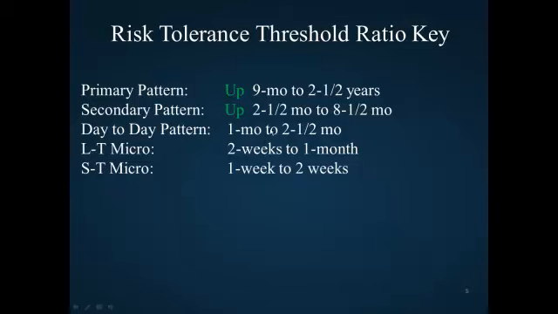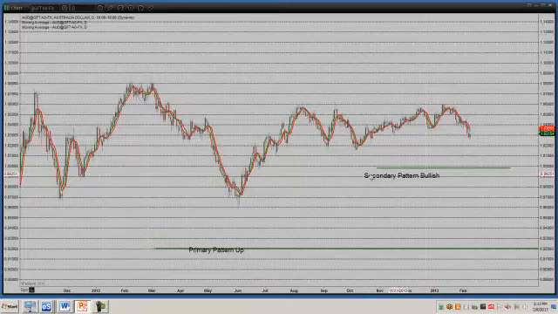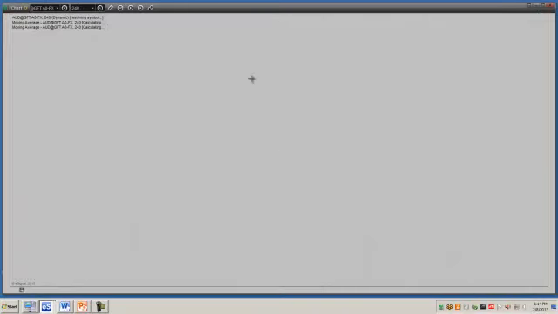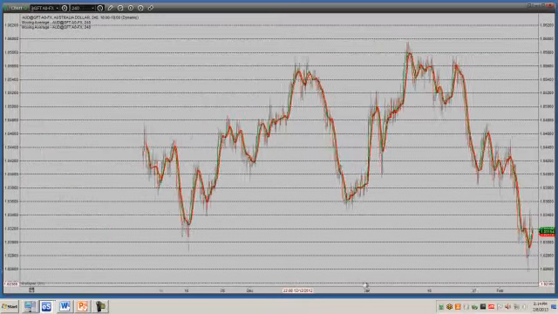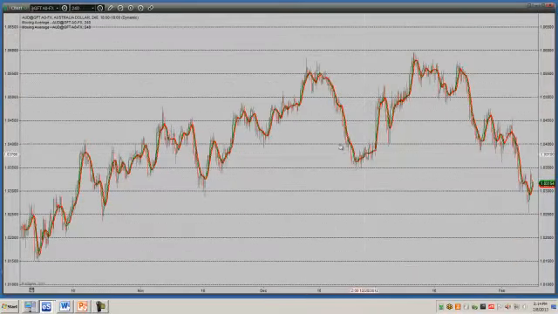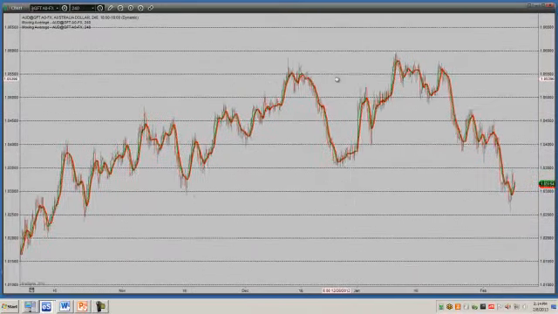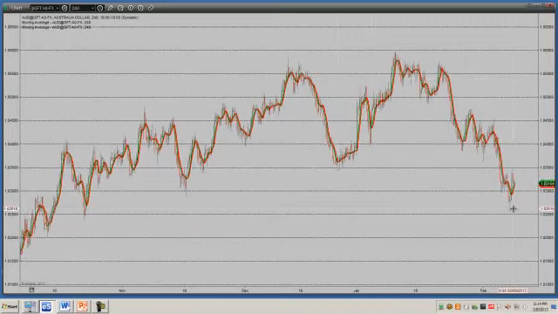Next, the day to day pattern happens to be 1 month to 2.5 months. The day to day pattern is so important because it reflects the day to day news flow in a market. So we're going to drop down to a 4-hour chart. And on that 4-hour chart, we can go back 2.5 months or so. In this case, you can see we're at the low point on the chart.